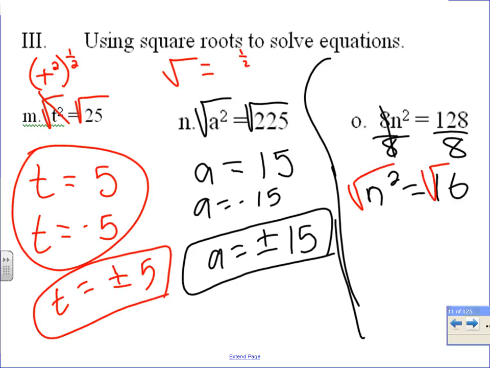Good job. So we get n squared equals 16, and then we need to square root both sides. Remember, the square root cancels the exponent of 2. And Drew, we get two answers. What are they?